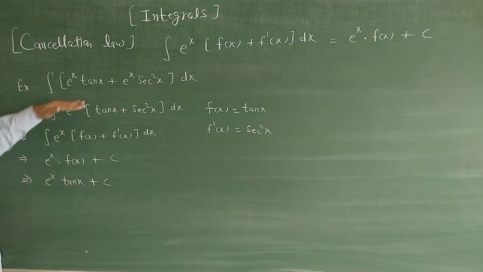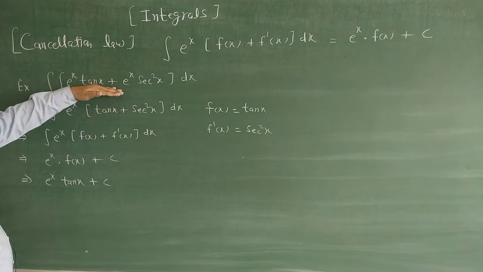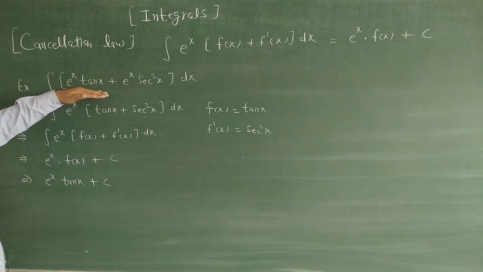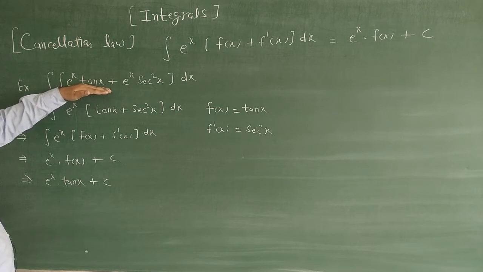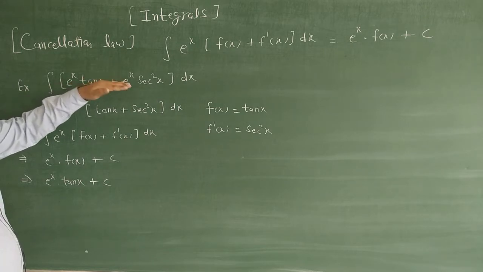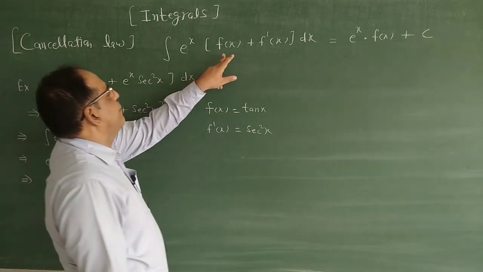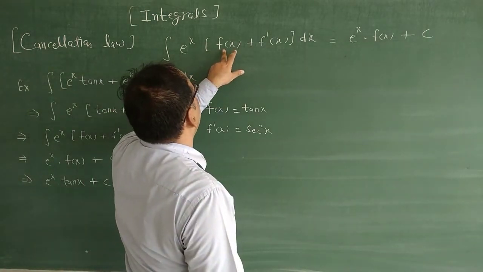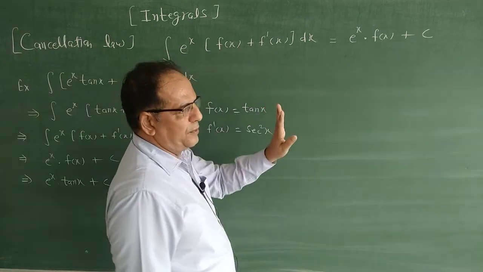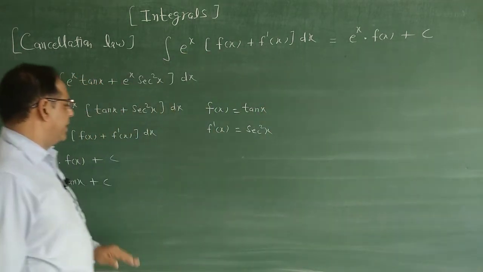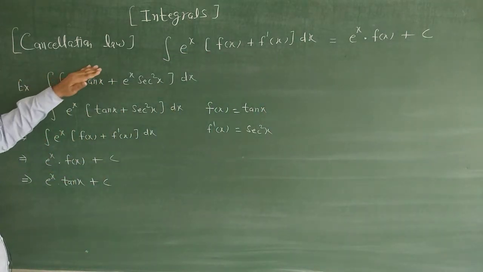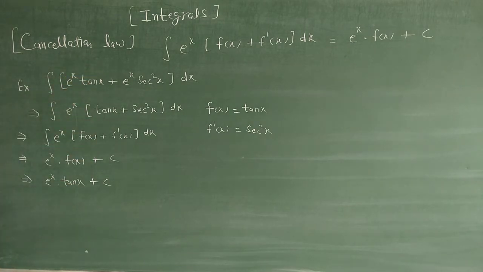This is the solution of this type of question, in which e to the power x is the multiple factor, and the other factor should be in the form of a function plus the derivative of the function. So we can use the cancellation law for this type of question.